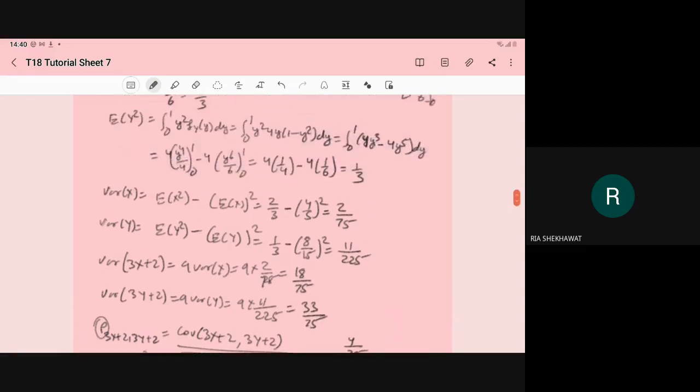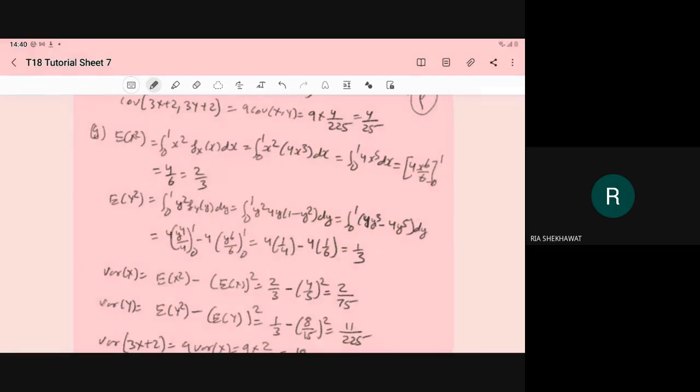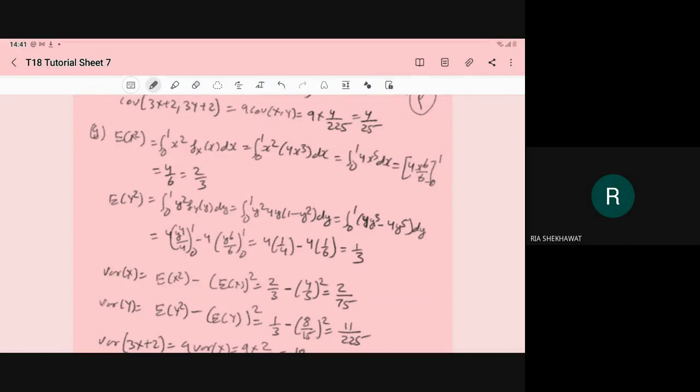You know the formula of the variance of x: it is E of x square minus the square of E of x. So first we compute E of x square. E of x square means x square into f of x, so the integral from 0 to 1 of x square into the marginal density for x, which is 4x cube. So x square into 4x cube dx becomes the integral from 0 to 1 of 4x to the power 5 with respect to x. This will give you 4x to the power 6 upon 6 in limits 0 to 1, or 4 upon 6, or 2 upon 3.